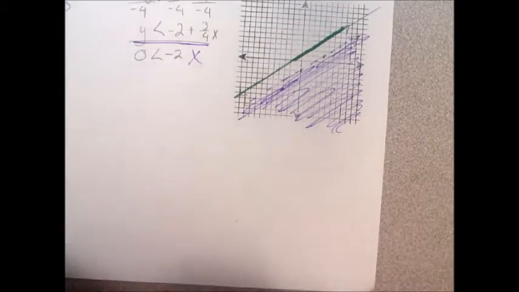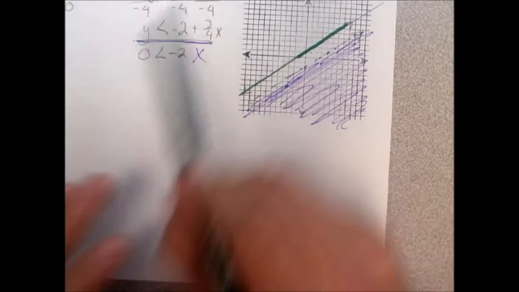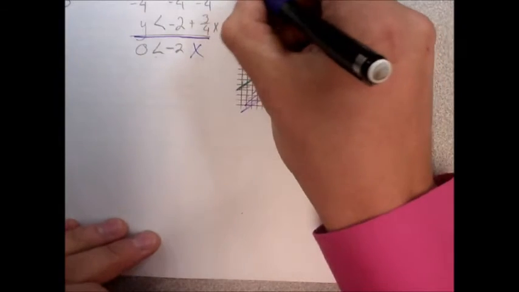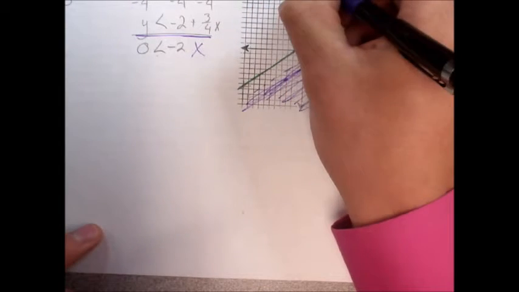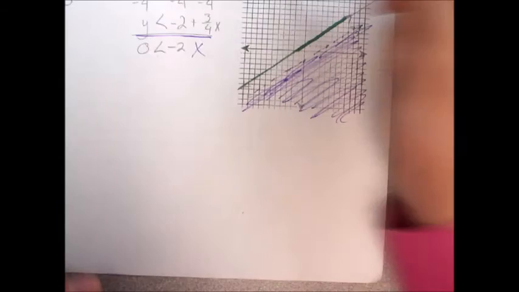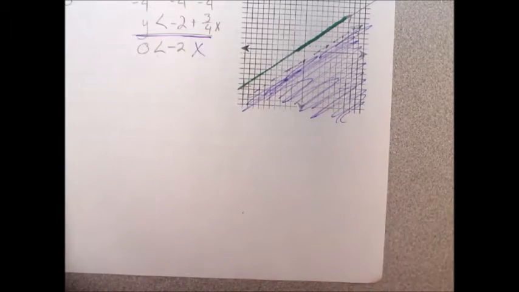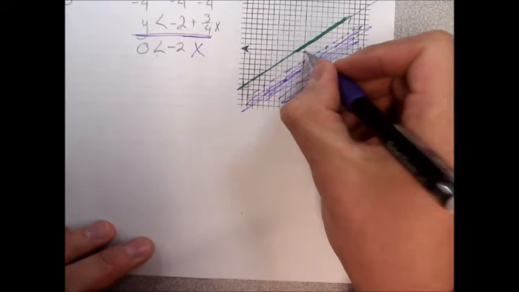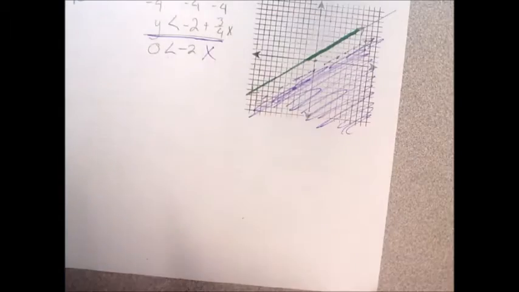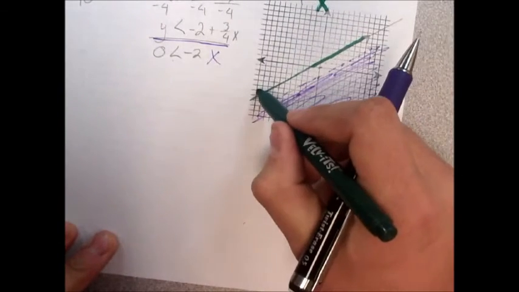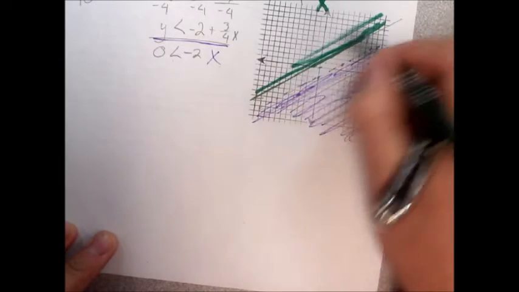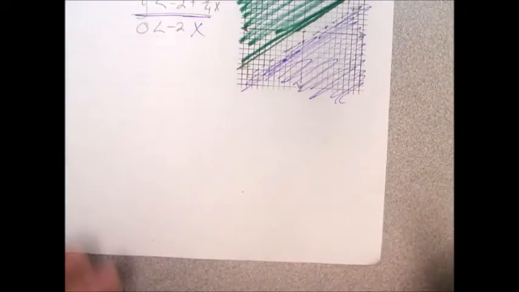Okay, next, I'm going to look at this guy. I'm going to plug in 0, 0 for him. 0 is greater than or equal to 0 times 3/4 is 0 plus 1 is 1. Is 0 greater than or equal to 1? No. And again, my test point was here, so since it is not true, I'm going to shade everything away from that test point. So it's everything on this line and up to the left.